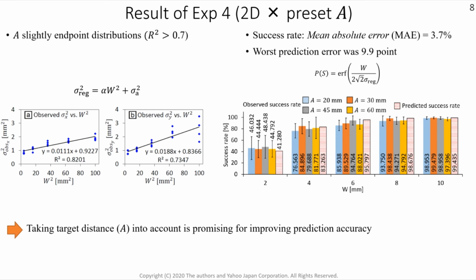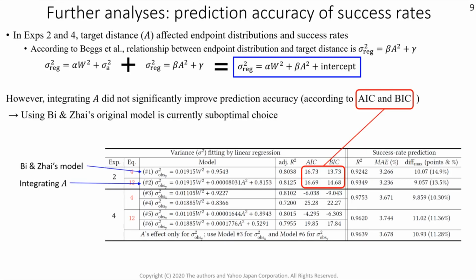However, this assumption is rejected. We integrate the target distance and target size to regress the sigma. According to Bi and colleagues, the square of A and the square of sigma are linearly related. Therefore, we obtain the equation surrounded by the blue rectangle. But for the results of experiment 2, this model doesn't significantly improve the fitness according to AIC and BIC. Also, the prediction accuracy of success rates is limited. This conclusion is also true for experiment 4. Therefore, we found no clear benefit to integrating the target distance.